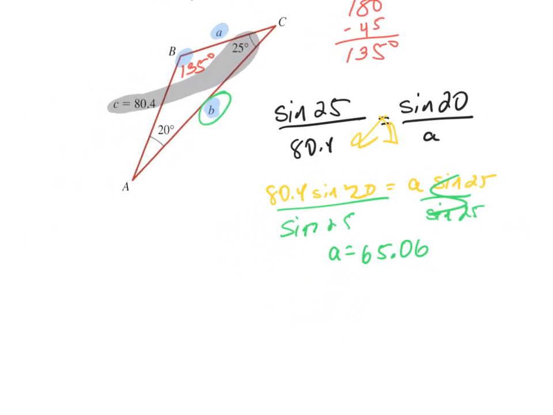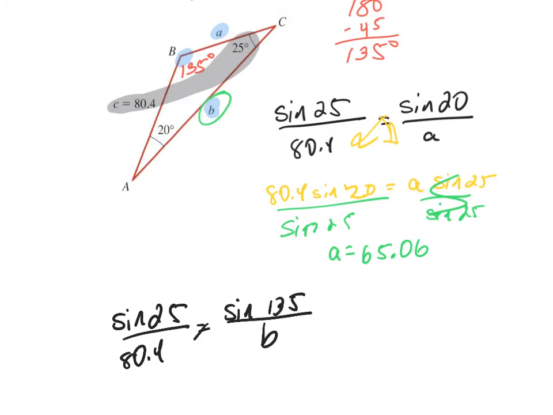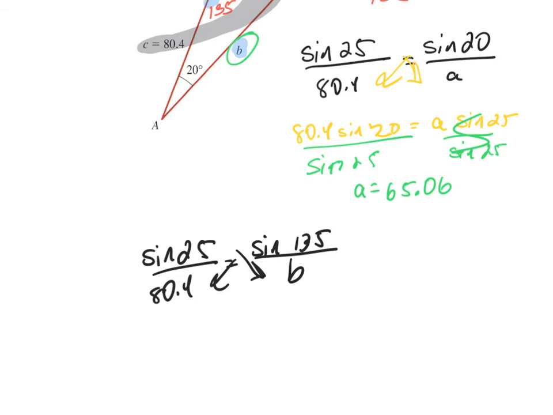So I'm going to use the same proportion that I started off with at the beginning that they gave us. I'm going to say sine of 25 over 80.4. And this time I'm going to find side B. So I'm going to use angle B, which is 135. So sine of 135 over B. And again, we cross multiply and do the exact same process.